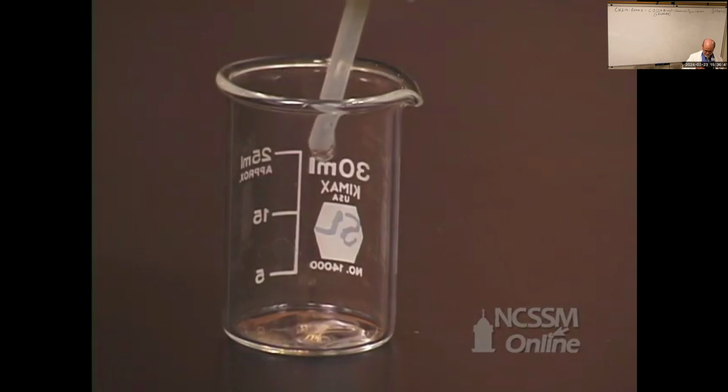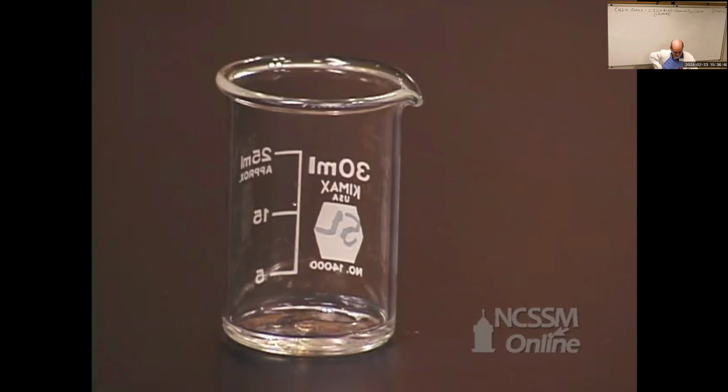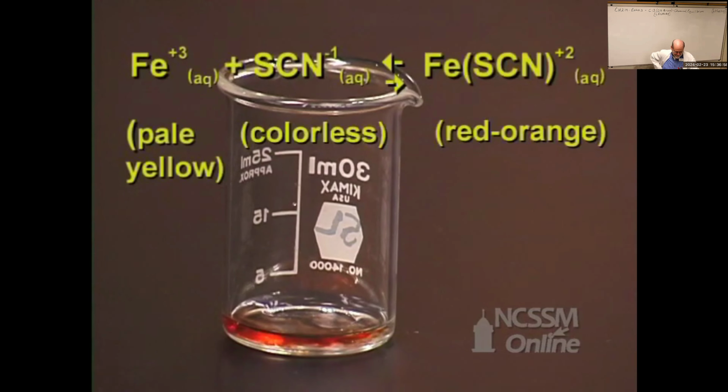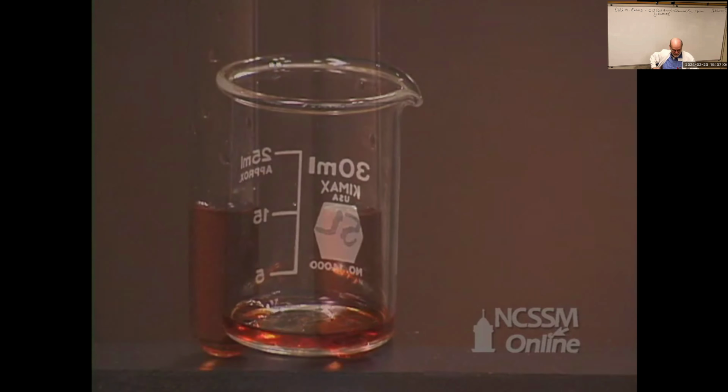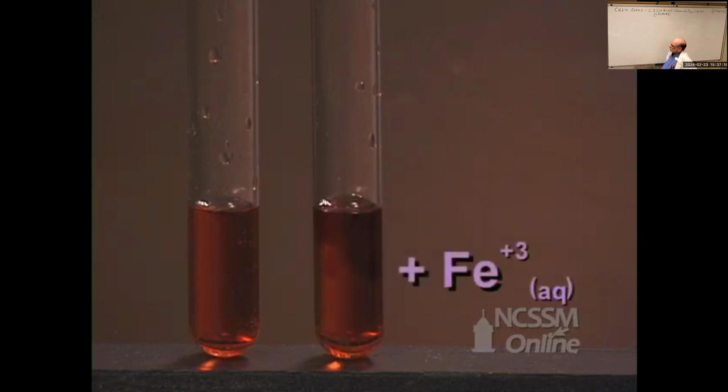In the reaction between iron plus 3 ion and thiocyanate ion, if we add some iron plus 3 in the form of iron 3 nitrate, and to the iron 3 nitrate add some potassium thiocyanate, the two react to form a reddish-orange complex ion. We fill 2 test tubes with the reaction mixture. We're going to keep one test tube as a control so that we can see what happens to the color. To the other tube, we're going to add some 0.1 molar iron nitrate to increase the concentration of the iron.